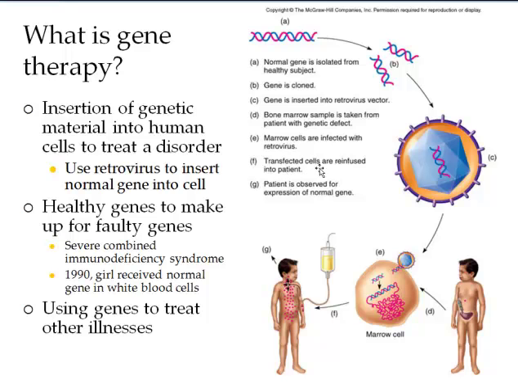The transfected cells are reinfused into the patient, and the patient is observed for normal expression, because the retrovirus actually transforms the infected marrow cell, and this is the gene therapy that is used to do that. It's not very successful yet in many cases, but it's a process that is fairly recent, still about 5-10 years old, and has many promising outcomes for the future.